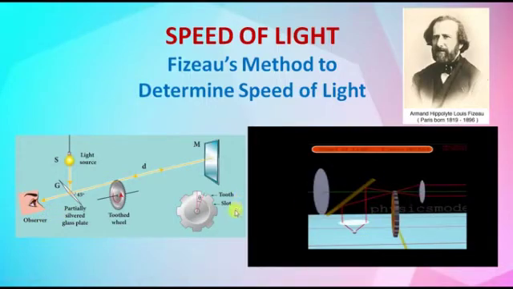Next we see the working. The angular speed of the rotating toothed wheel is increased from 0 to omega until the light passing through one cut is completely blocked by the adjacent tooth. This is ensured by the disappearance of the light while looking through the partially silvered glass plate.